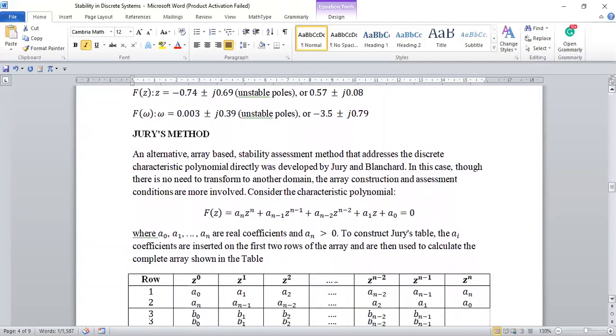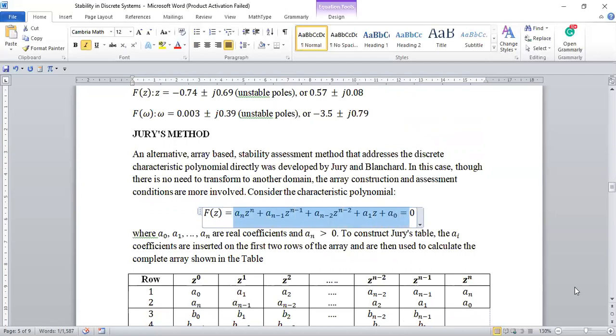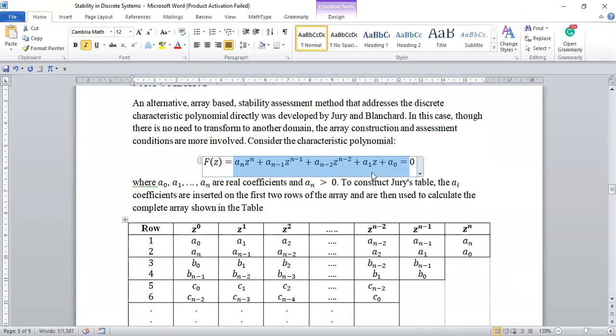Okay, so we move on to the next method. The next method is the Jury's method, and it was developed by Jury and Blanchard. In this method, we just use the characteristic equation available to us, because we don't want to apply any transformation. So if this is the characteristic equation available to you, you're going to use it to construct a table. But the Jury's table is different in construction.